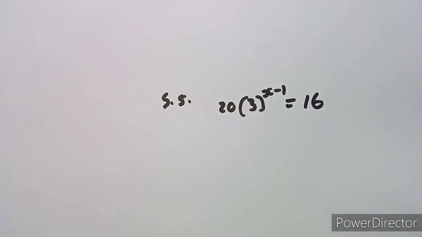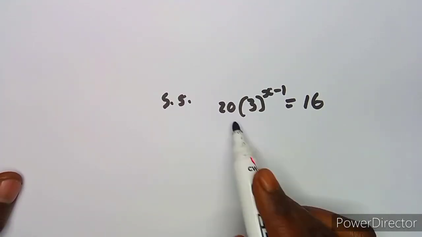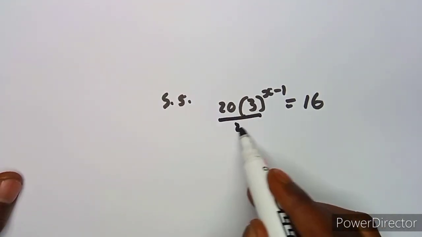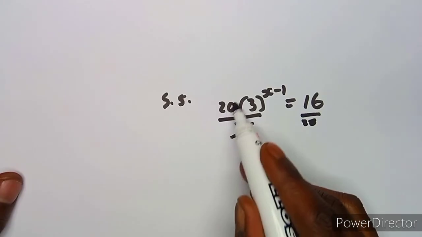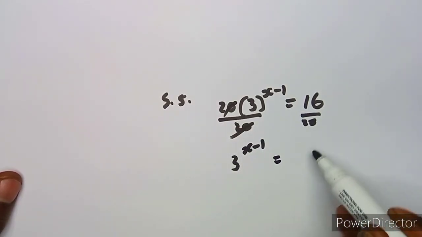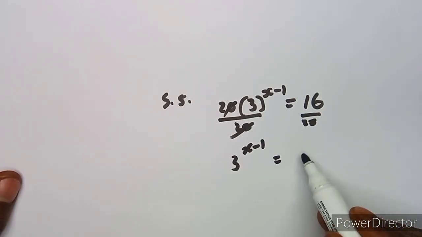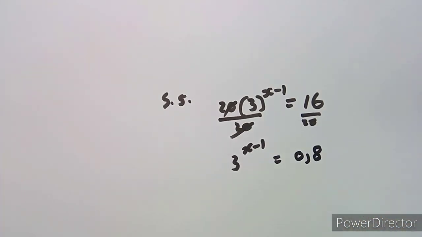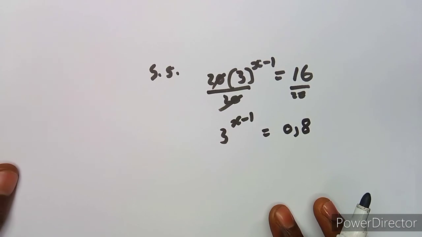So remember, when you're solving this part, it's a matter of which is best. Play around with the question. So in this case, 20 has nothing to do with x, so I can actually divide by 20 both sides. All right. So that's 3 to the exponent of x minus 1, which is equal to 16 over 20, which is going to give us 0.8 as a decimal. All right.